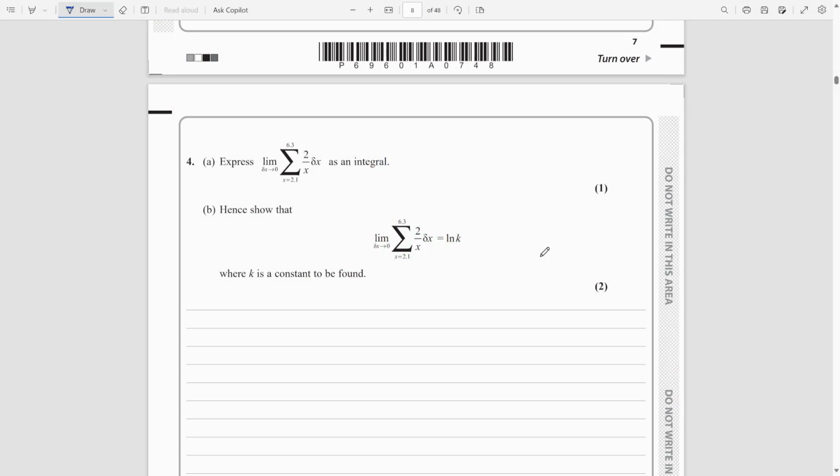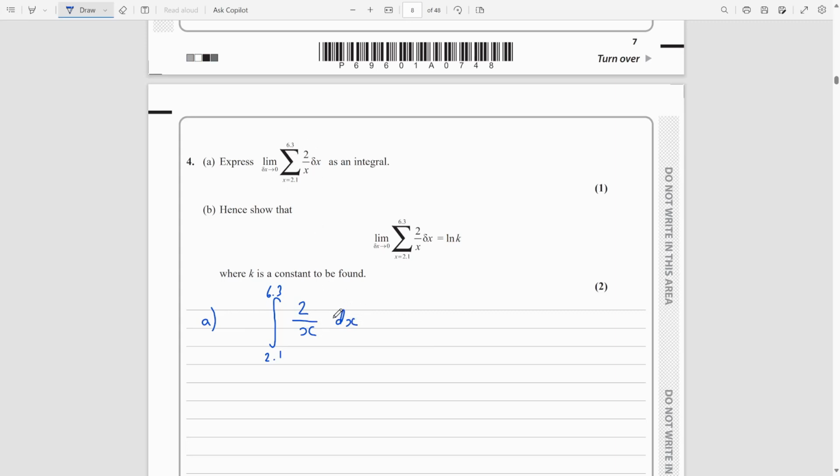Okay, question 4. Express the limit as delta x tends to 0 of... Okay, what on earth is this? Well, this is an integral expressed in its sort of first principles definition. So as an integral, all that's doing is taking the integral between 2.1 and 6.3 of 2 over x dx. And that's just the definition of what that means.